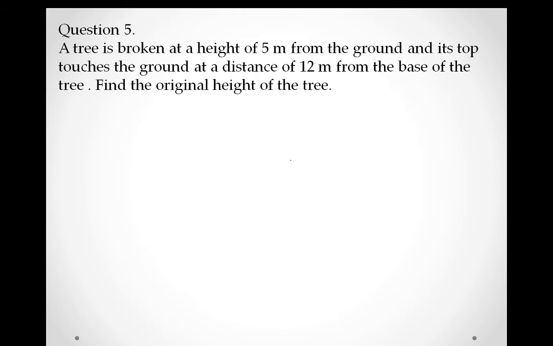Question number 5. A tree is broken at the height of 5 meters from the ground and its top touches the ground at a distance of 12 meters from the base of the tree. Find the original height of the tree. Okay, this is my diagram. A tree is broken at the height of 5 meters. This is a tree AB and it is broken at 5 meters, and when it falls, its top touches the ground at a distance of 12 meters.